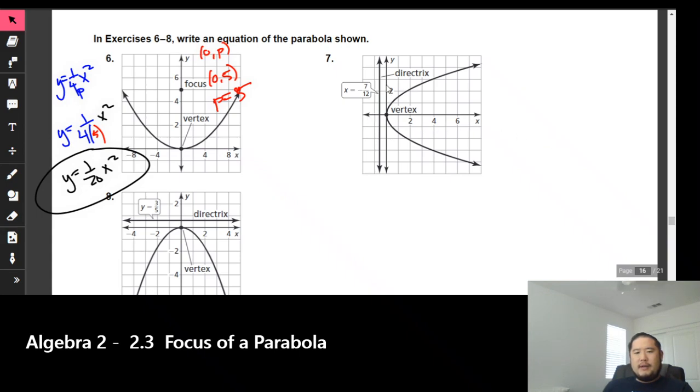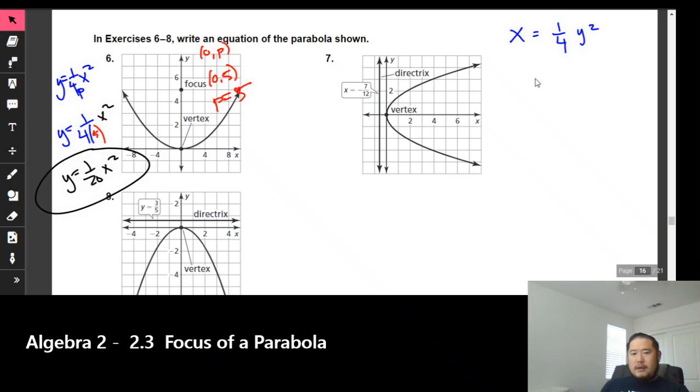Let's take a look next up at number 7. We got ourselves a horizontal facing parabola. It looks like the vertex is right here, which looks like it is at the origin, okay? Lucky us. So remember, when it comes to a sideways facing parabola, the equation is x is equal to 1 over 4 y squared.